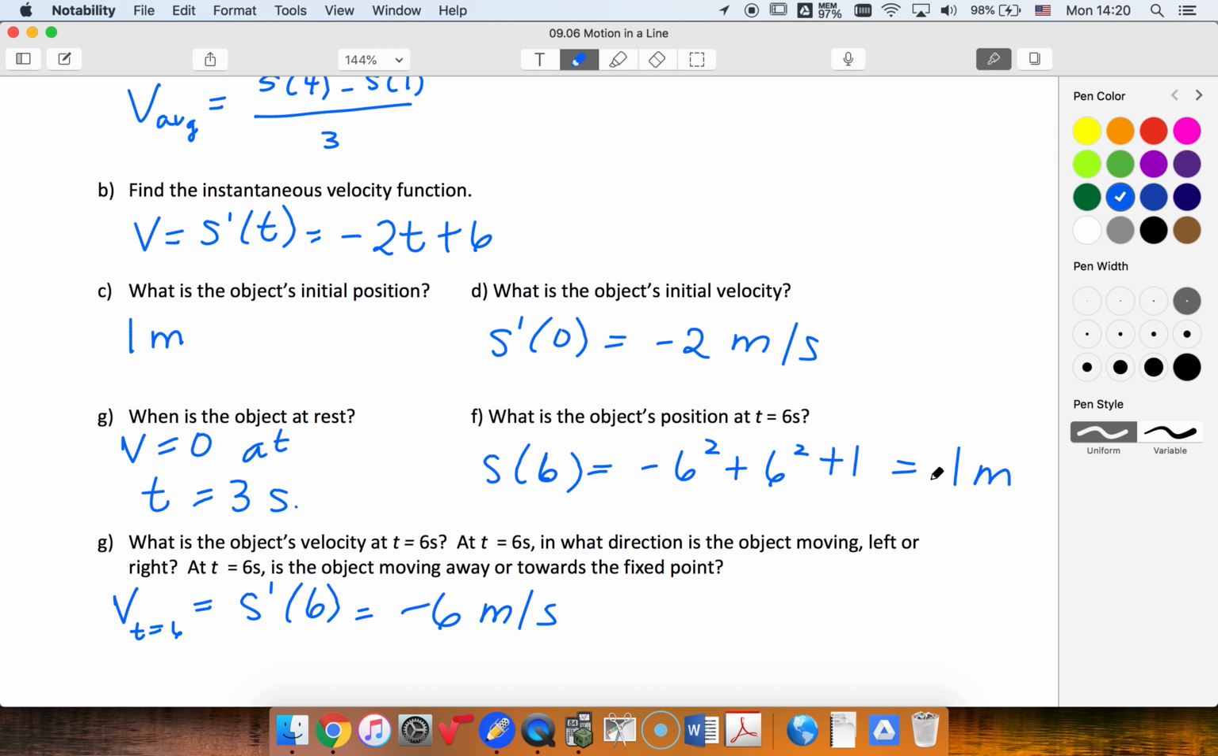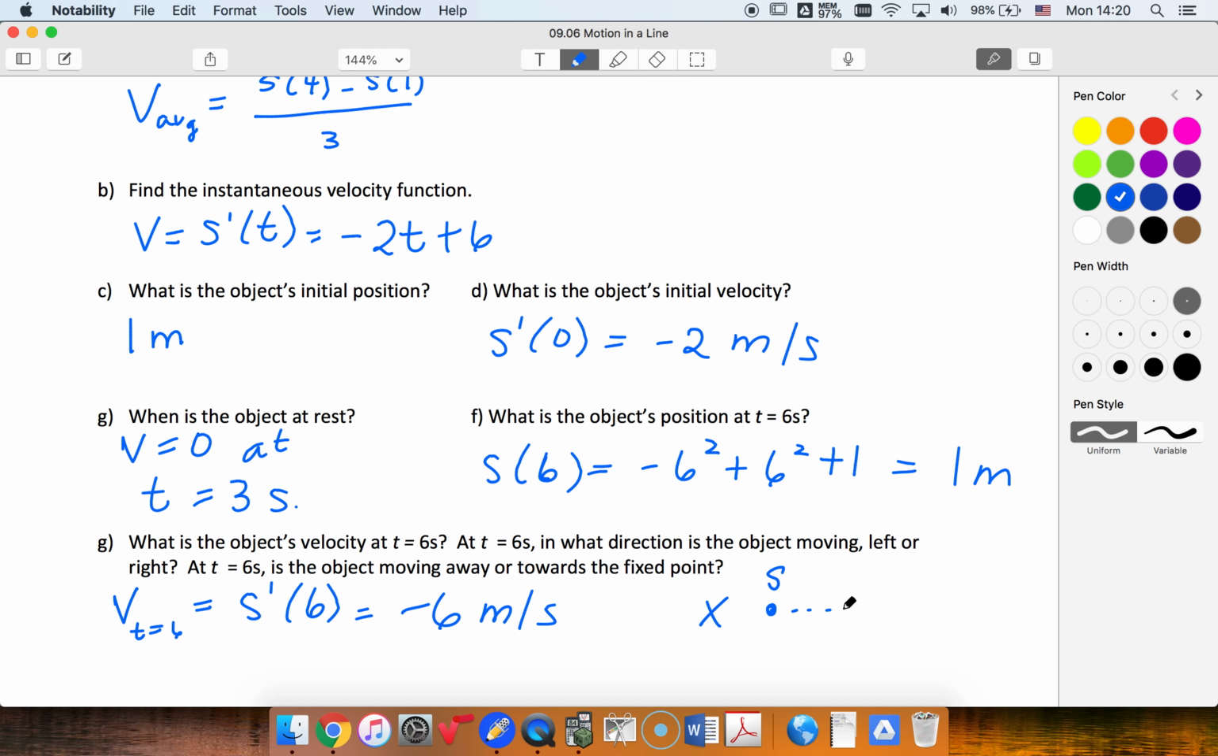So I know that at 6 seconds I'm at my starting point. So I'm moving back towards the fixed point, and then I'm going to go past it. So if we think about our fixed point being here, we have gone away from it. So we started 1 meter away from it. So that's my starting point or my initial position.